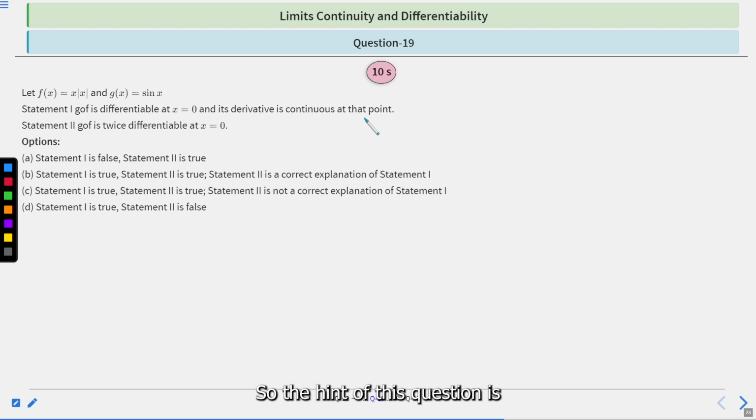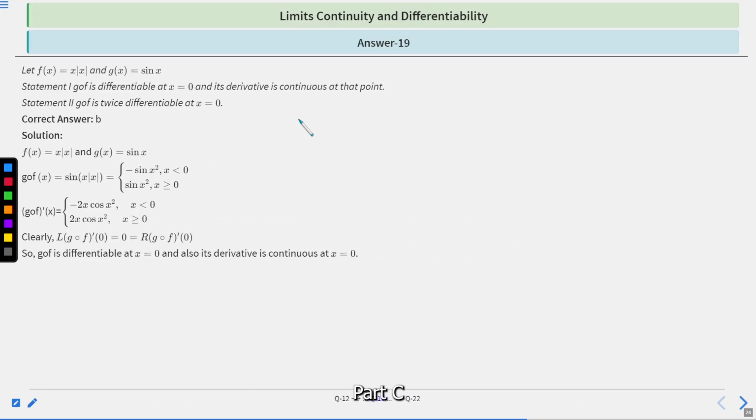So the hint of this question is, let's write f(x) as a piecewise function, and g(x) is given as sin x. And let's find g of f(x) and check whether it is differentiable or not, right? So first we have to break it into a piecewise function, right? So you have 10 seconds to solve this question. After 10 seconds, we will discuss the solution. Okay, let's move to the solution part.